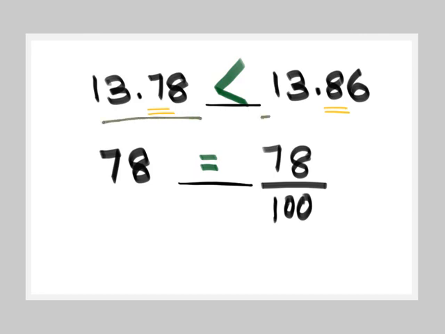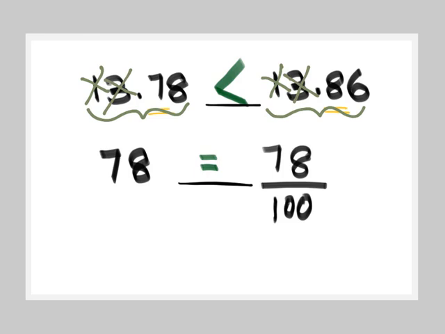Okay, now let's see 13.78 and 13.86. We have to choose which one is lesser and which one is greater. How to find it? Let's compare these two values. They both have the same ones digit, so let's cross it off. We cannot compare it because it's the same. And the second digit, 3 and 3, is the same, so let's cross that off. And let's compare the third digit, which is 7 and 8.